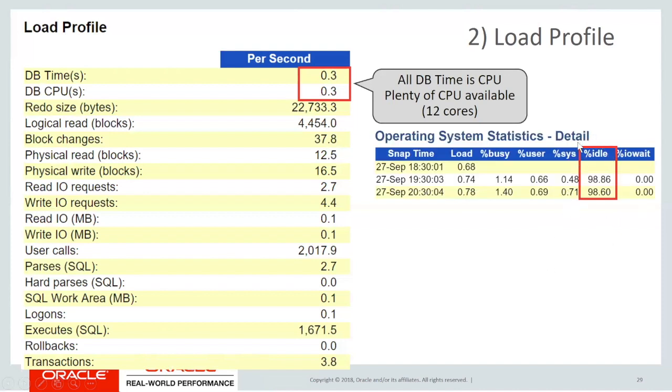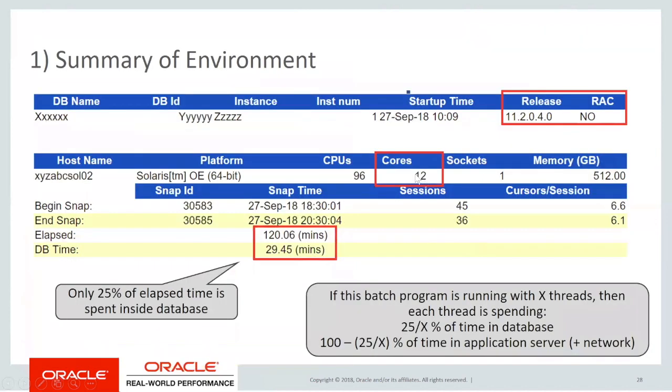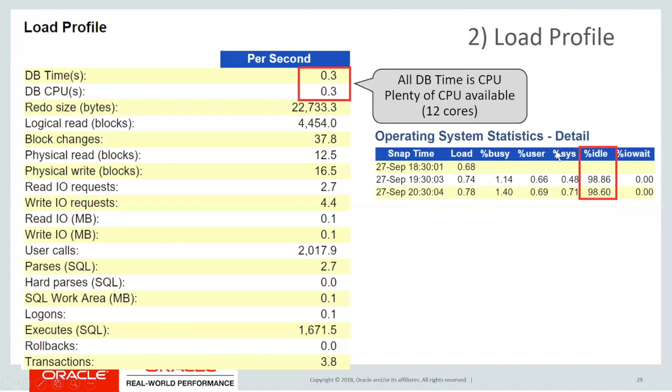The operating system details confirm that we only have 0.3 CPU going on. This box had 12 cores, and we're only keeping 1 core 30% busy. That's what this tells me. And the operating system details tell me that indeed this database server is as good as idle. It's not doing much at all.